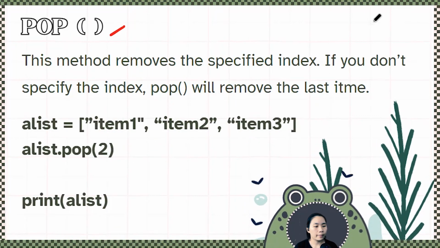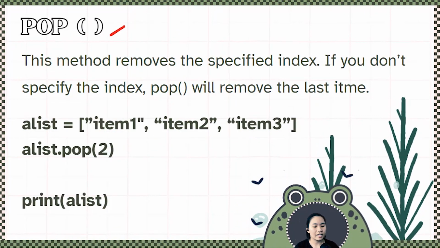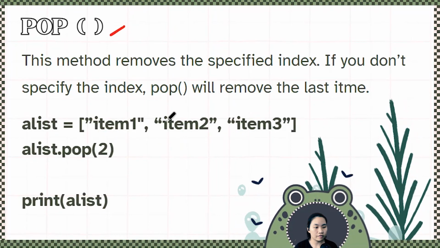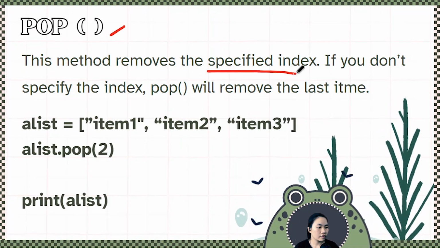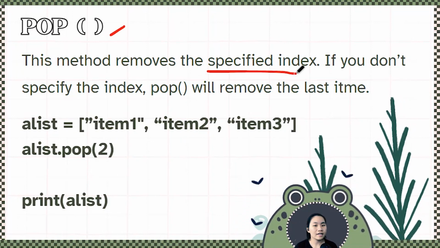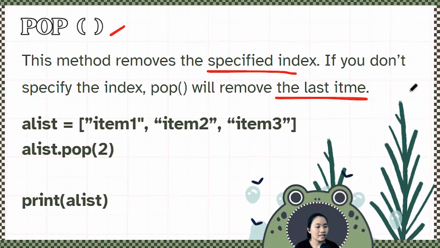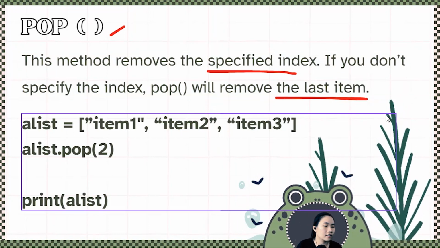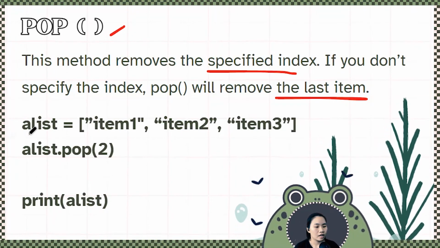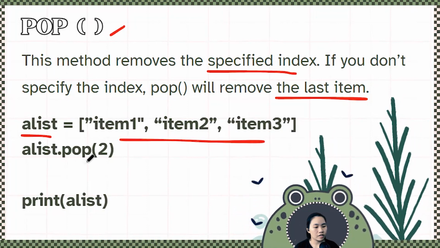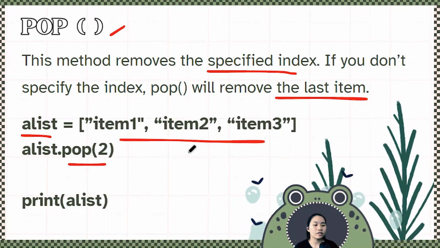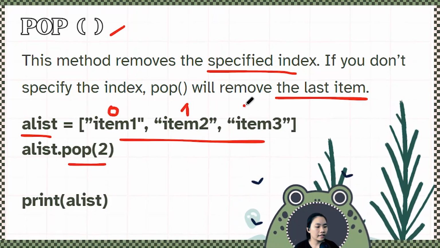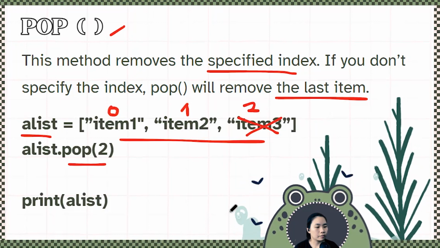Next is the pop method. The pop method is exactly like the remove method, but it works with index instead of item values. As I've said here, it removes the specified index. If you don't specify the index, it will just remove the last item. Oops, let me correct this typo over here and let's continue. Once again, I have a list with item 1, 2, and 3, and pop 2. Which item do you think it will remove? Let's count: 0, 1, and 2. So it will remove item number 3.